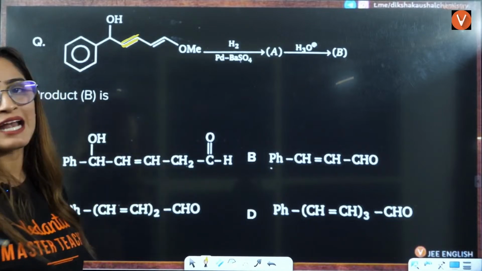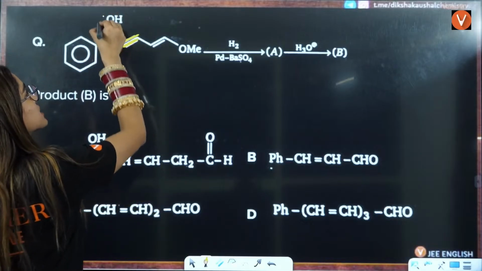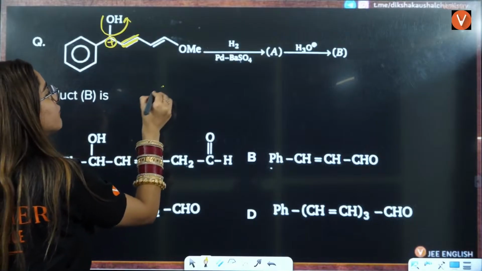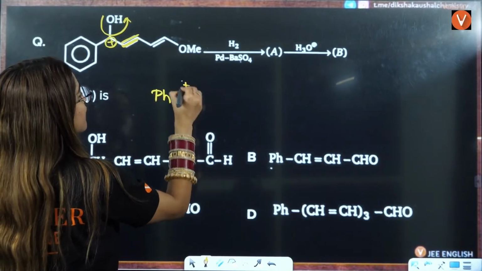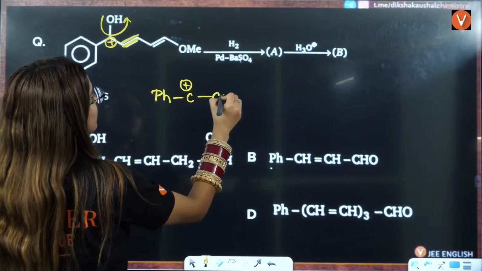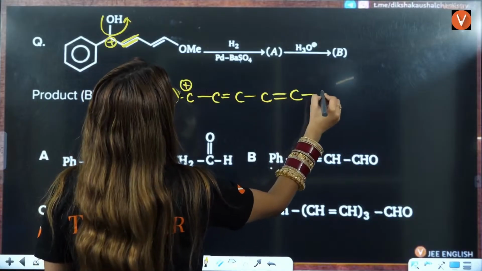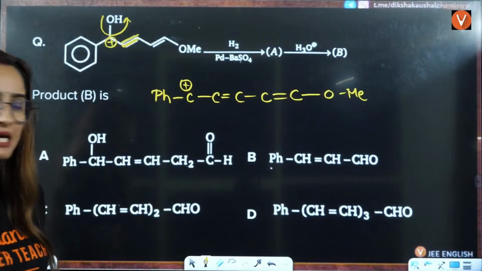After that, you are adding H3O positive, right? Now H3O positive is going to take out this OH negative. So there will be a positive here. So I'll just draw here phenyl. This is carbon which is having positive. This is carbon, double bond carbon. Then there is single bond carbon. Then there is double bond carbon. Then there is OMe. This is what we have here, right?